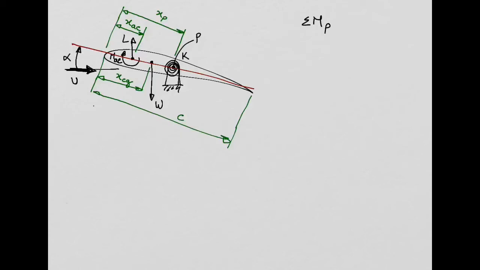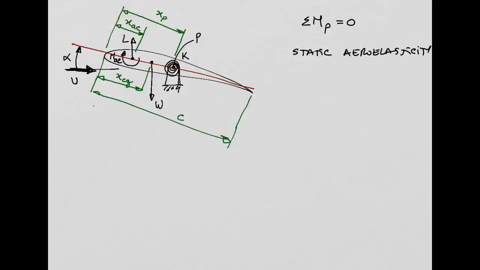Summation of moments about the pivot point equal to 0. You might be thinking, why equal to 0? Why is it not equal to mass times acceleration? Well, because at this point, we are doing static aeroelasticity.